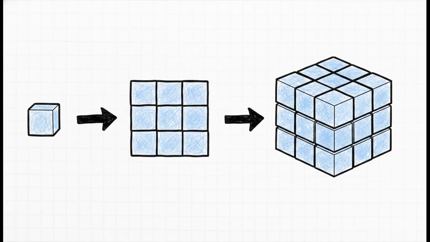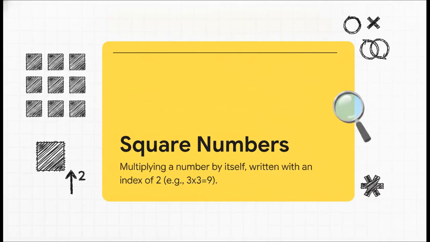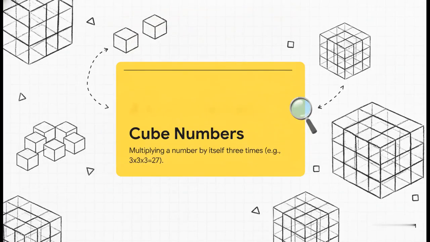Okay, so how do we build numbers up? Let's check out squares, cubes, and roots. A square number, like 9, is simply a number multiplied by itself. We write it with a little index. Cubes take it a step further, multiplying the number 3 times. So 3 cubed equals 27.